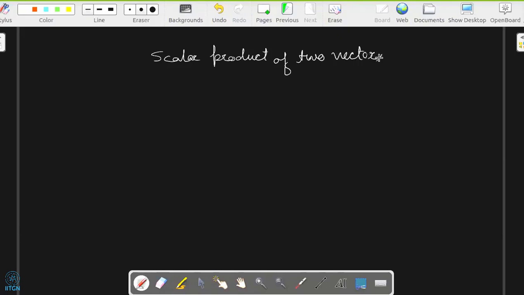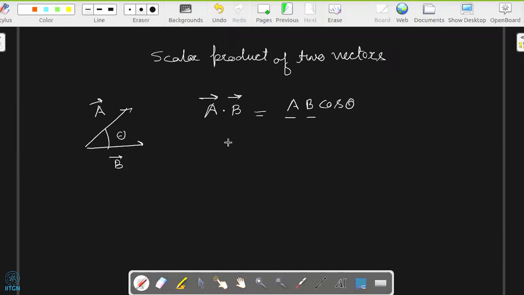So if there are two vectors A and B, and the angle is theta, this scalar product, as you know, is represented by the dot, A dot B. This is AB cos theta, where A and B are the magnitudes of vector A and vector B respectively.